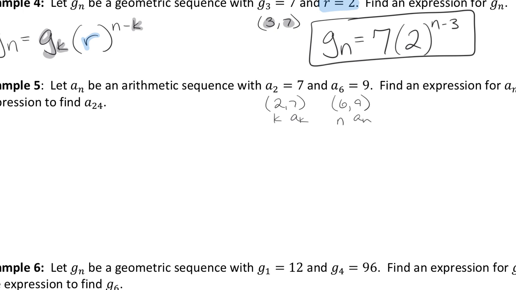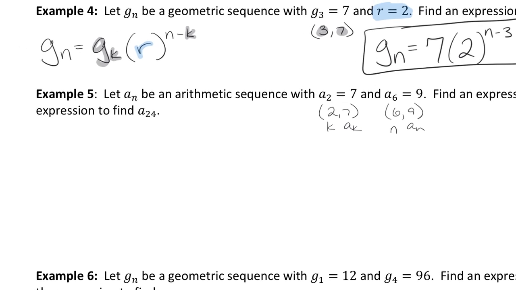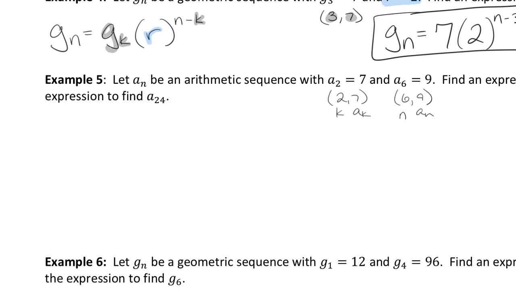If we label it like this, and again, I like my larger number to be the n so that I'm not subtracting and immediately making a negative number. And we fill this in. A sub n, which should go first, is 9. We don't know the common difference, so we leave that as a D. We open parentheses, the n is 6, the k is 2, and the a sub k is 7.